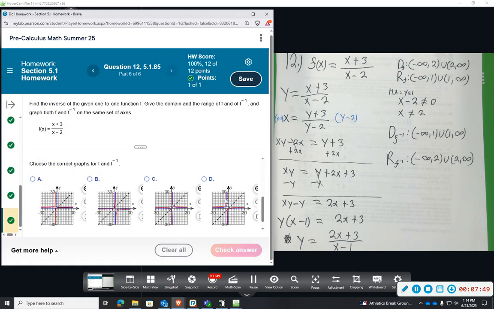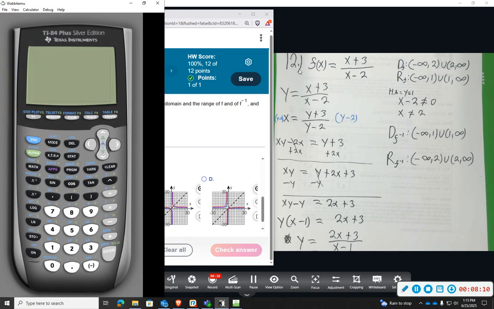All right, we're going to find out which one is the mirror image graph, or the graph and its inverse on the same axes. Just looking at it, it is positive, so I would imagine that it would be in quadrants 1 and 3. So C, but let's graph it and confirm.